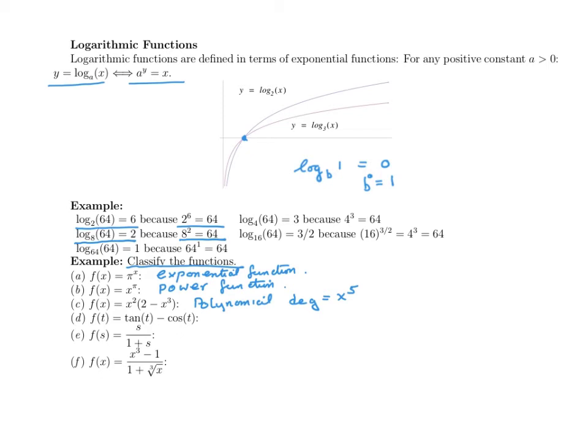Tangent minus cosine is a trig function. And f of s equals s over 1 plus s is a rational function. It's a polynomial over a polynomial. F of x equals x cubed minus 1 over 1 plus the cube root of x is not a rational function, but it is an algebraic function, which is basically a mix of x's and constants put together with pluses, minuses, square roots, division, multiplication, powers, etc., etc.